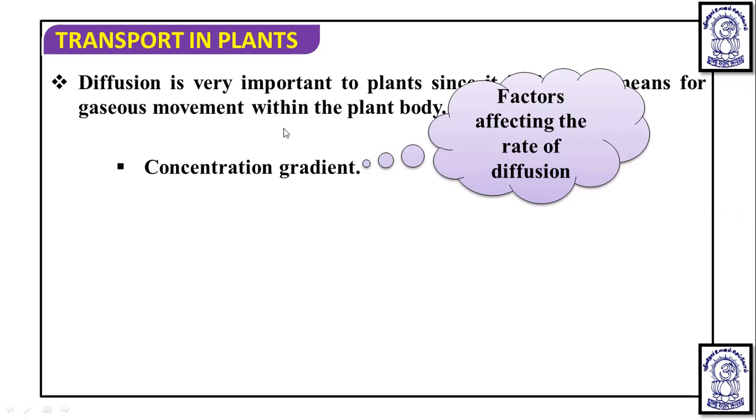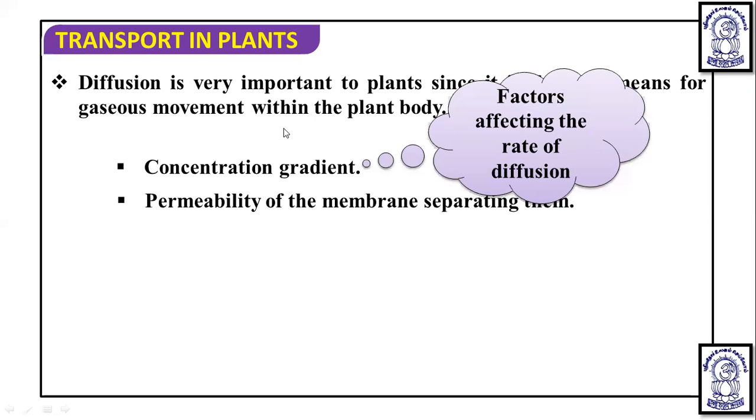So in diffusion, what will happen? Substances move from the region of higher concentration to the region of lower concentration. Gradient must be there. So if the gradient is more, then the difference is more, then the diffusion will be faster. If the difference is less, then diffusion will be less.